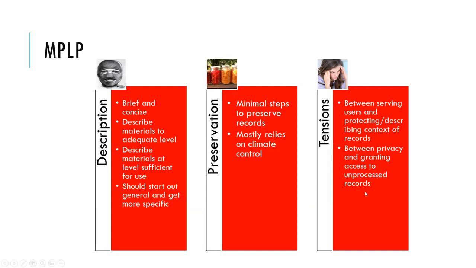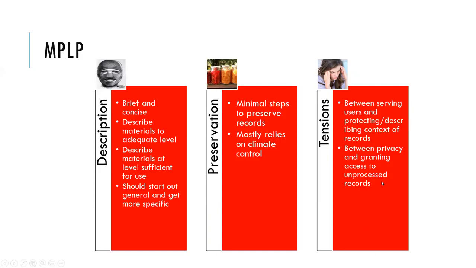So there are some real tensions here. There are some tensions between serving users and researchers and protecting and describing the context of records. So if your description is brief and concise, then you may not be providing a lot of useful descriptive information for researchers to use. So sure, the researchers may be able to access the materials more quickly because you haven't spent a lot of time processing the collection, but they may have to spend more time hunting down the information that they want because the archivist hasn't really done a great job of providing that information to them through their description.